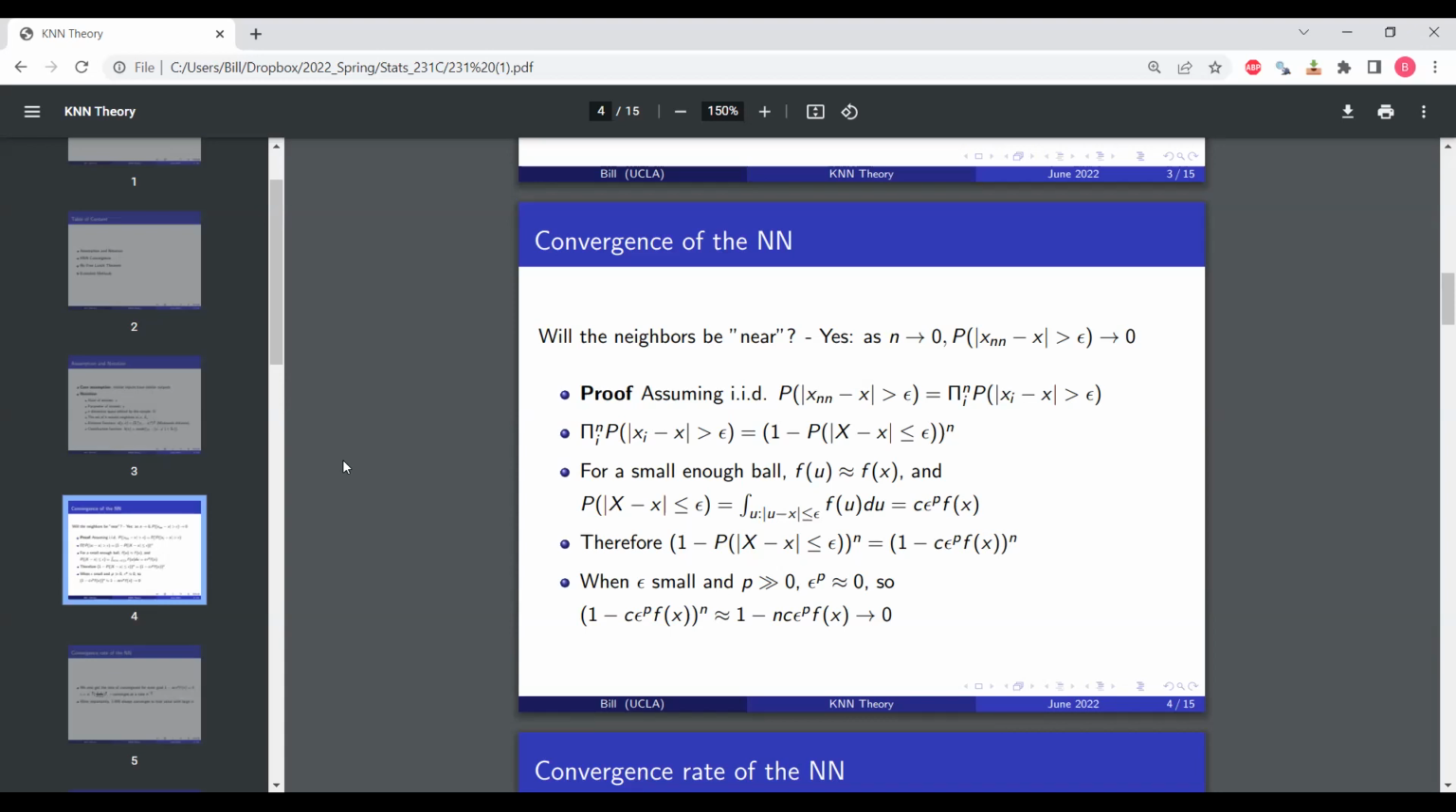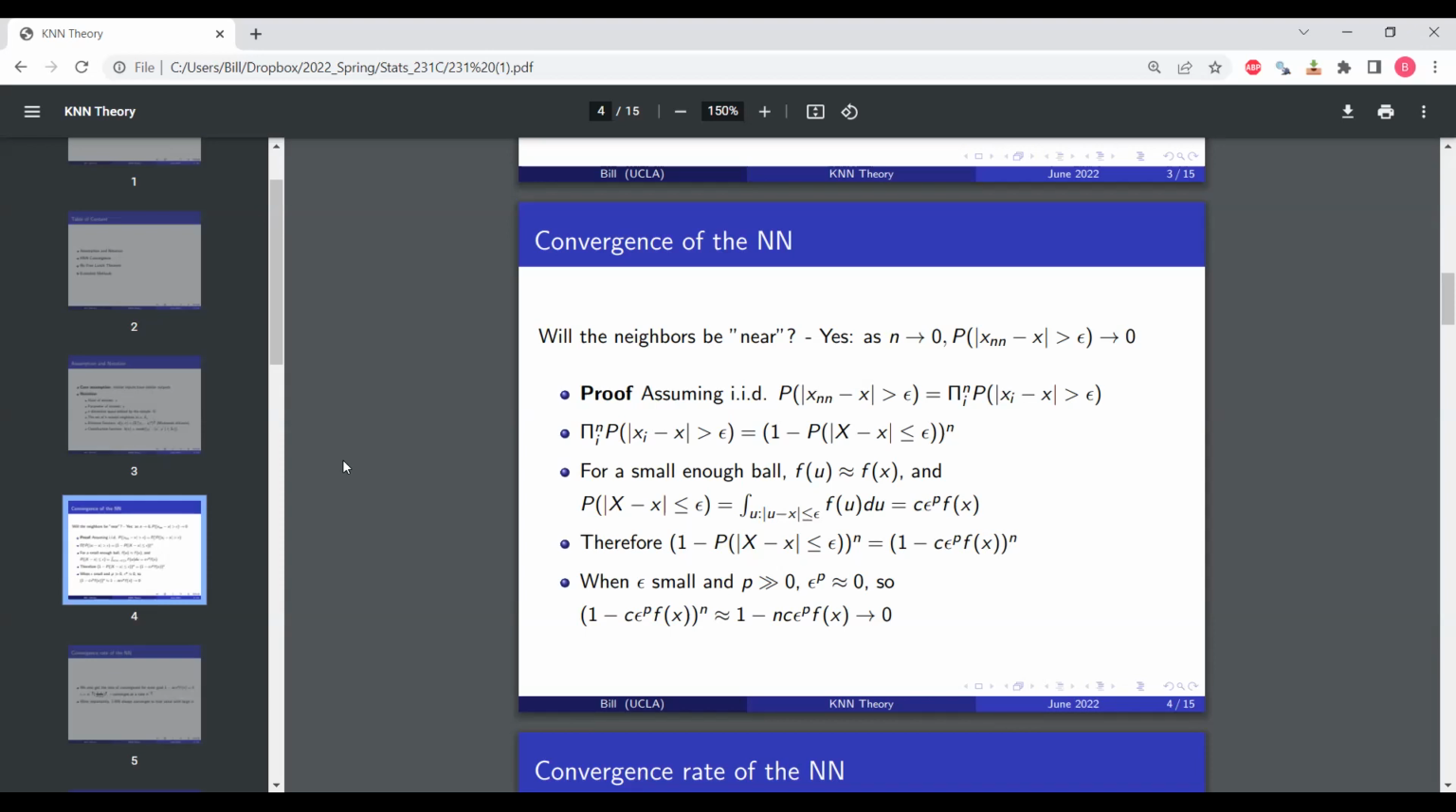Another assumption we use here is that we are talking about a really small epsilon, and that makes sense because we're trying to prove that the nearest neighbor converges to x. So in a small enough ball, let's call it B, for any element u in the ball, f(u) will approximate to f(x). Let's assume that.